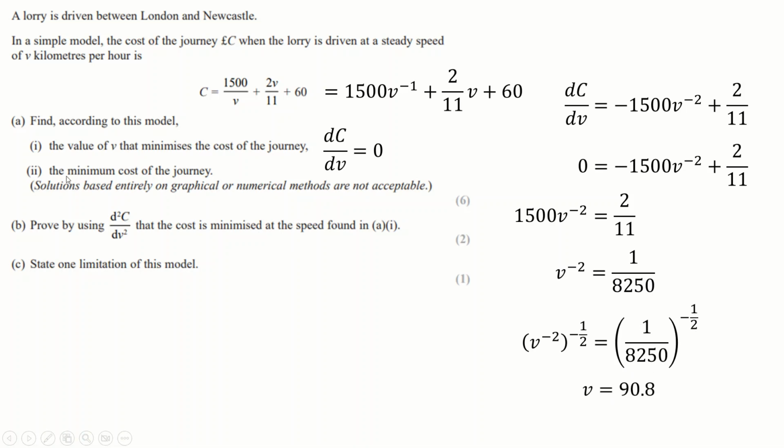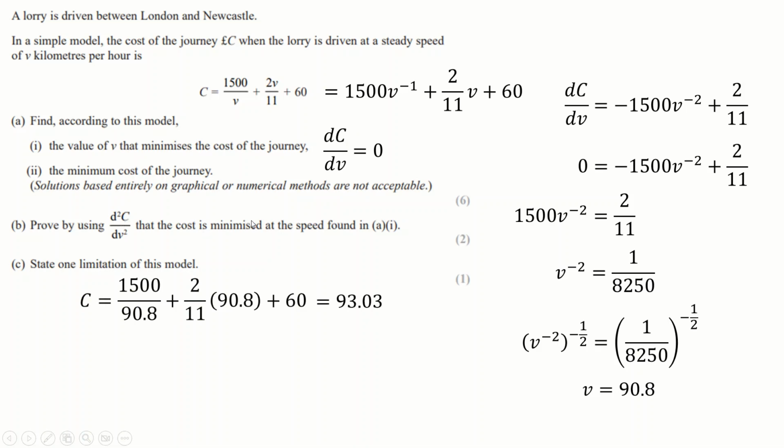Of course, also need to find the minimum cost of the journey. So that's the value of v that minimizes it. That's apparently the speed that we have to drive to minimize the cost. But what is that minimal cost? Well, we just plug this v into there. Just use the answer button in your calculator, and you get this answer here.